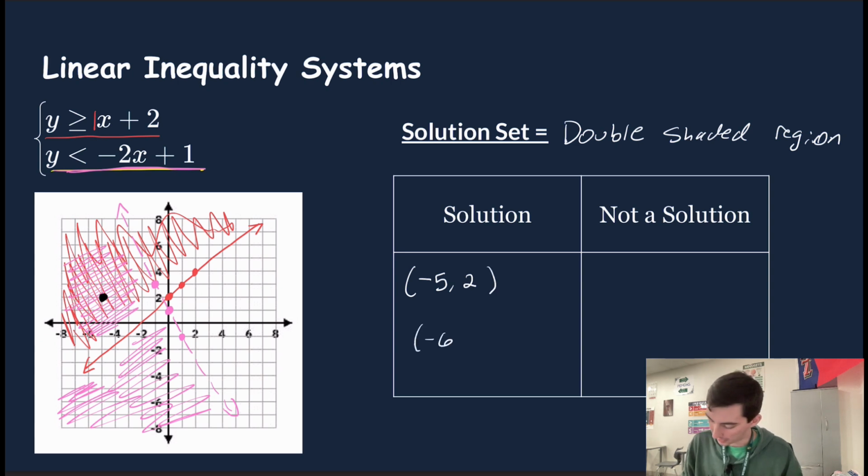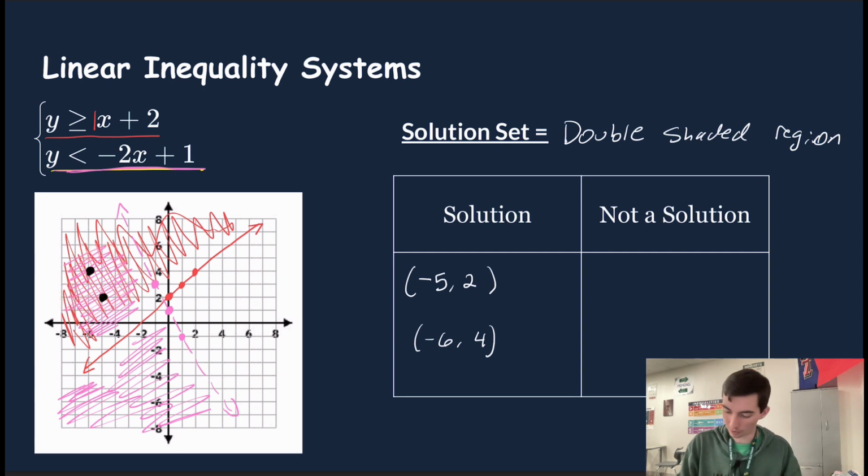Another point would be negative 6, 4. And so I could go negative 6 and up 4, and that's also in the area. So any two points in this entire area would be considered solutions. Now some areas that are not solutions are anywhere else on this graph that's not in here.